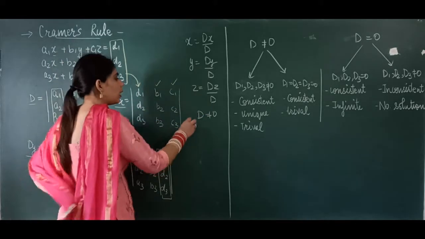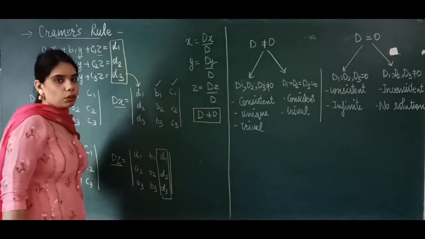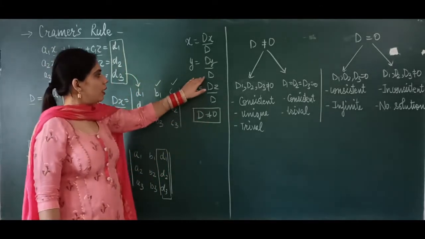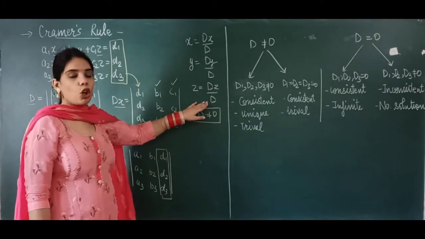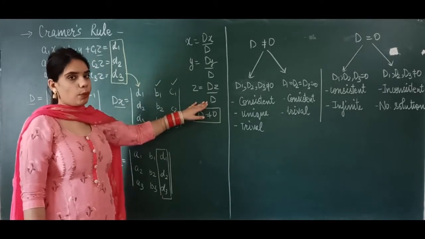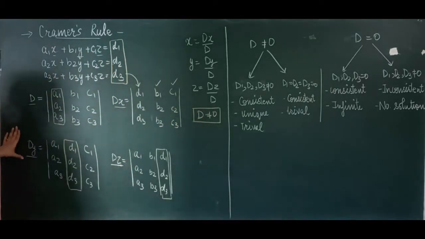And one main condition here is that D cannot be equal to 0. Why? If D is equal to 0, then the denominator will be 0 and the solution is not possible. So students, this is how we can use Cramer's rule to find the solution of equations.